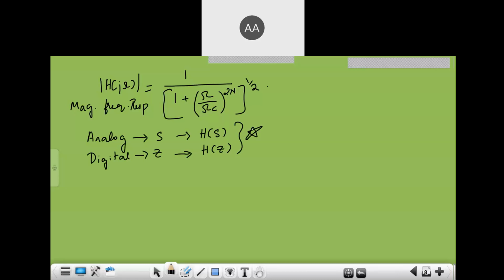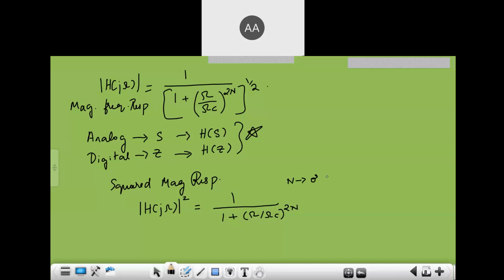Now, I want to write the squared magnitude response first. How will I write this H of j omega? I will take the square of this. Why am I taking the square? That square root 1 by 2 term will get eliminated, and I will be left with 1 plus omega by omega c, whole thing to the power 2n, where n is nothing but the order of the filter.